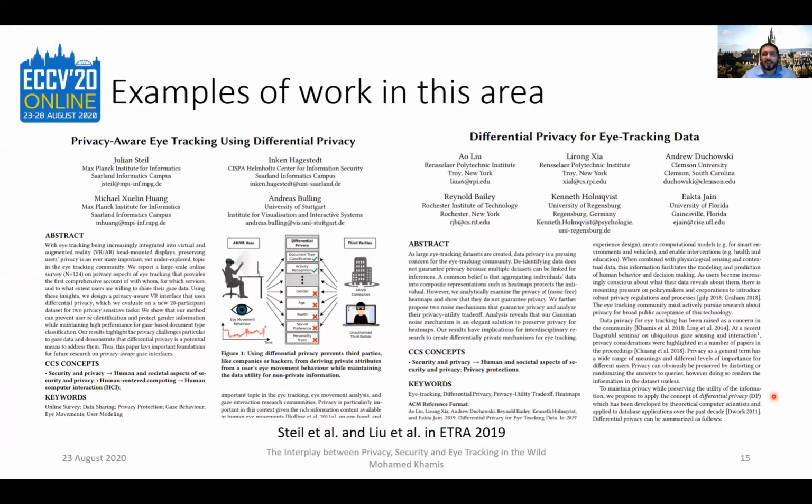But in order to leverage this, we need to really be careful about privacy and the ethical things that could go wrong if gaze data is not used responsibly. So I think it's our responsibility as researchers to tackle this and ensure that eye tracking can be used in an ethical way.